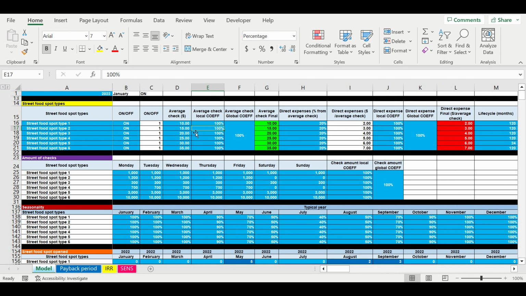Today we have a final overview of a street food chain financial model. I will walk you through the whole business model that we've created.